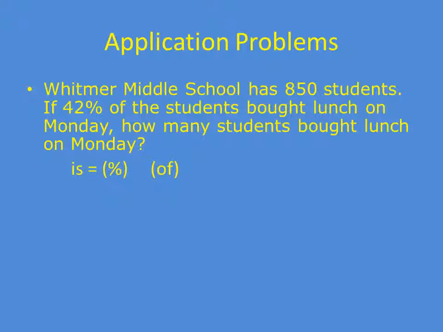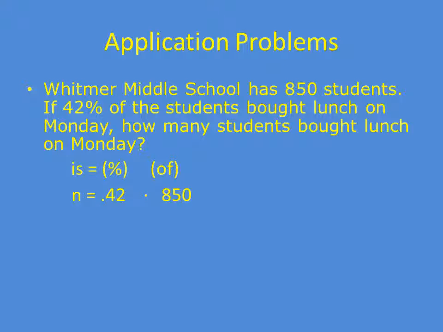So I'm going to look at my problem for the different things. If I notice, I always look for the percentage first. That's the easiest one to find. And I do have a percentage in my problem. It's 42%. So that's going to go under my percentage. Next, I'm going to look for my of. My of number, remember, is my total or my whole amount. In this case, they have 850 students. So that's going to be my total or my whole amount.